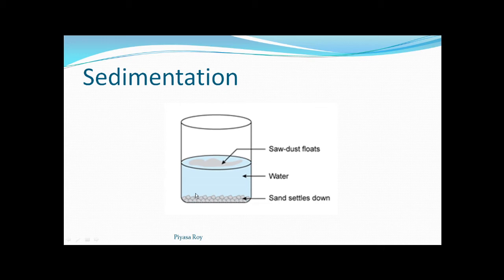After the sedimentation process, we can decant the sawdust and water. What is decantation? We are going to see that right now. By decantation, we can transfer the liquid, the water and the sawdust together, into another container, and we can get the sand. We can separate the sand in this manner.